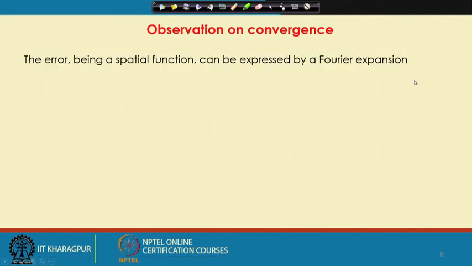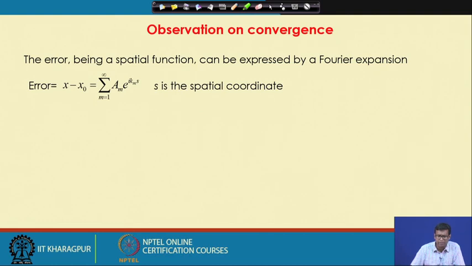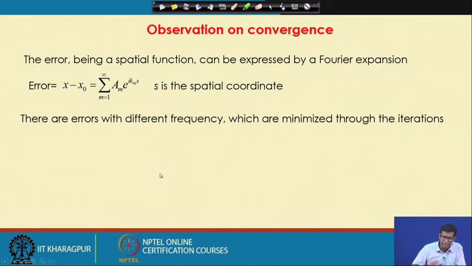The error, being a spatial function, can be expressed as a Fourier expression. Any spatial function we can express as a Fourier expansion in space: x minus x0 is equal to the sum of a_m e to the power i k s. S is the spatial coordinate, it can be x, y, z if we think, but x is the solution variable. So, S1, S2, S3 are three different spatial coordinates. So, it is like a Fourier function. The errors with different frequencies are minimized through the iteration.